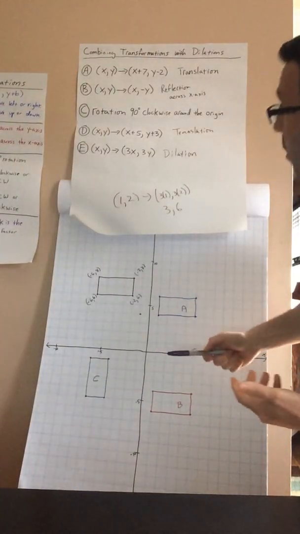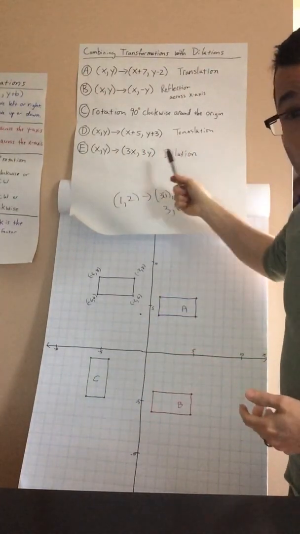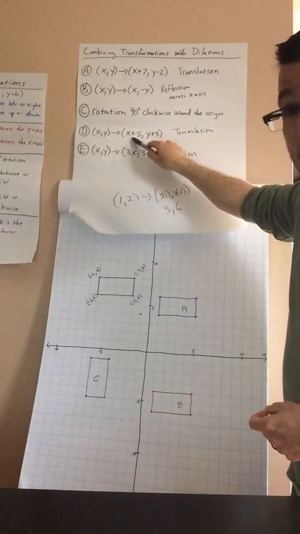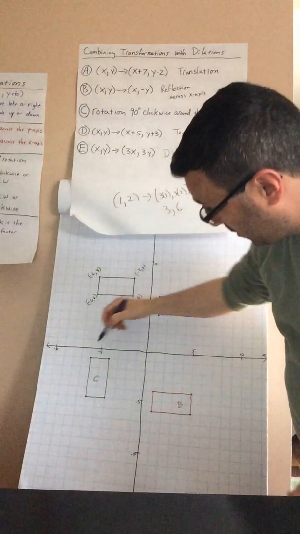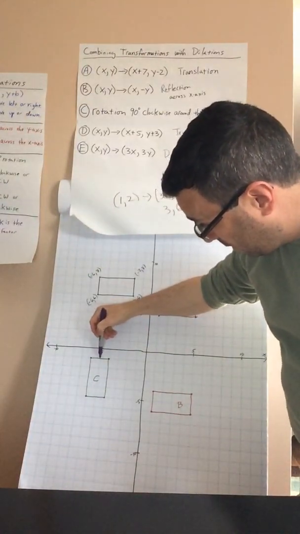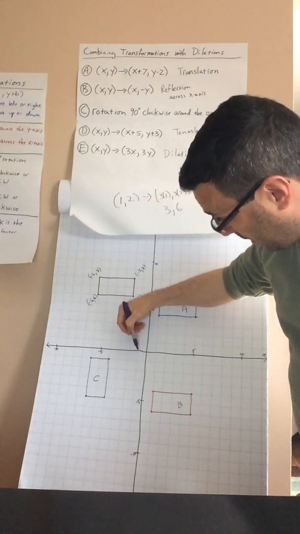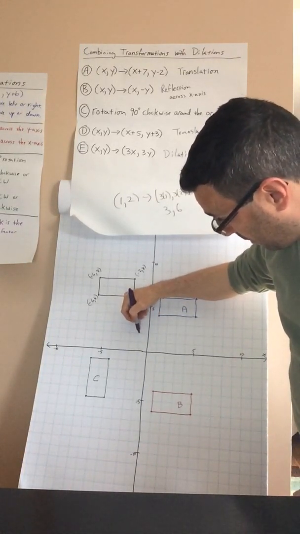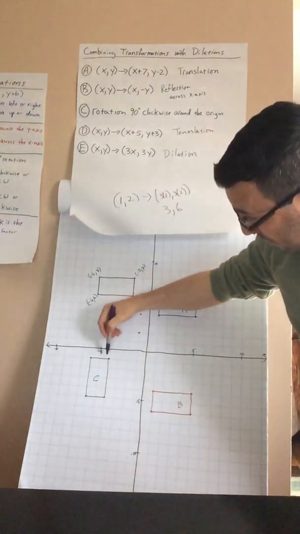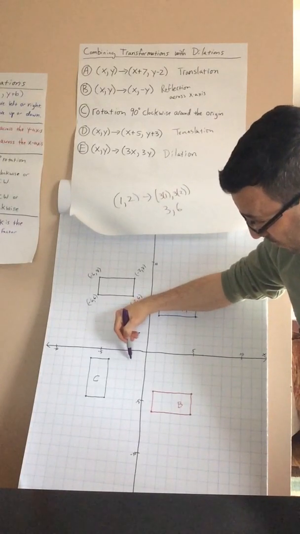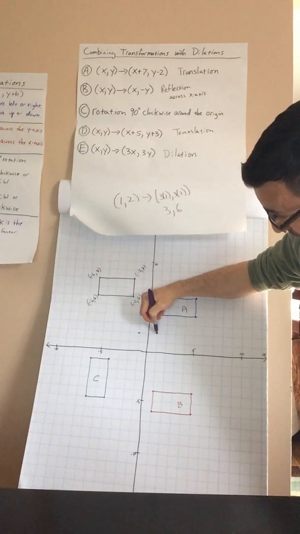Okay, so I've done my rotation. Now I have to do another translation, which is going to be 5 to the right and 3 up. So what I'm going to do is start with this point here, and I'm going to go 1, 2, 3, 4, 5 to the right, and 1, 2, 3 up. Okay? I'm going to do the same thing with this point. 1, 2, 3, 4, 5. 1, 2, 3 up.